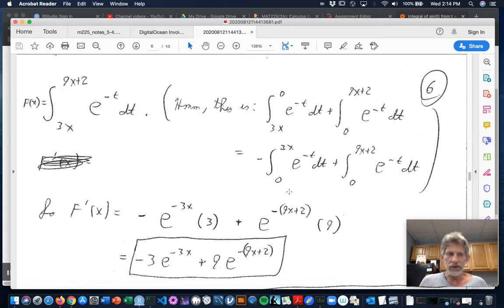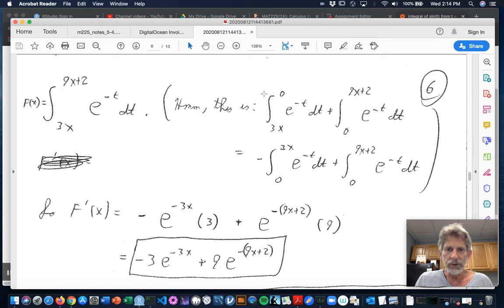Let's throw one more curveball. What if you're varying both the lower and the upper endpoints to make an area under the curve function, like this capital F of x here? So the curve you're finding the signed area underneath is e to the minus t, but you're varying the lower endpoint and the upper endpoint.